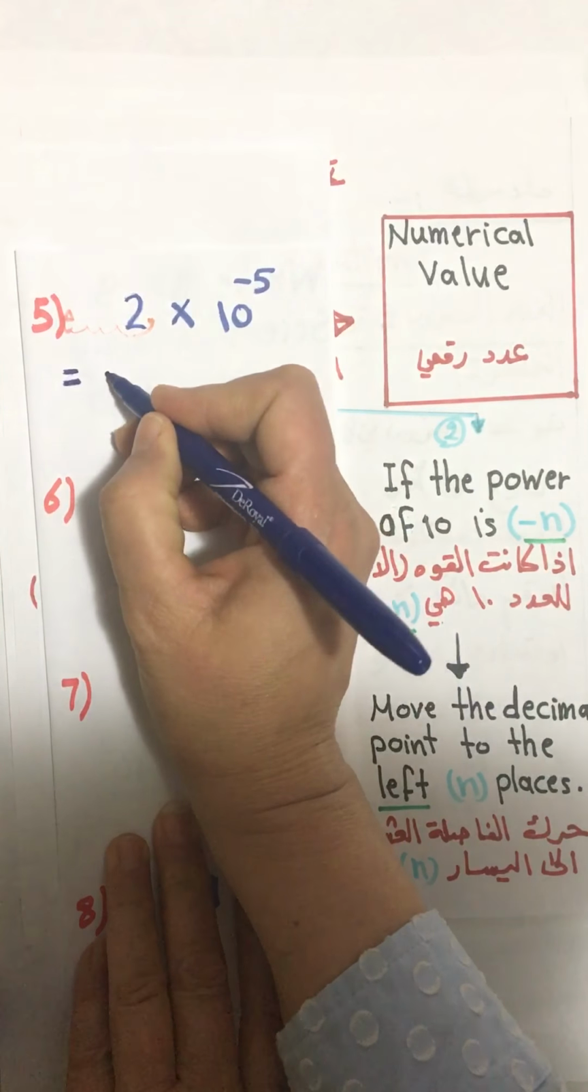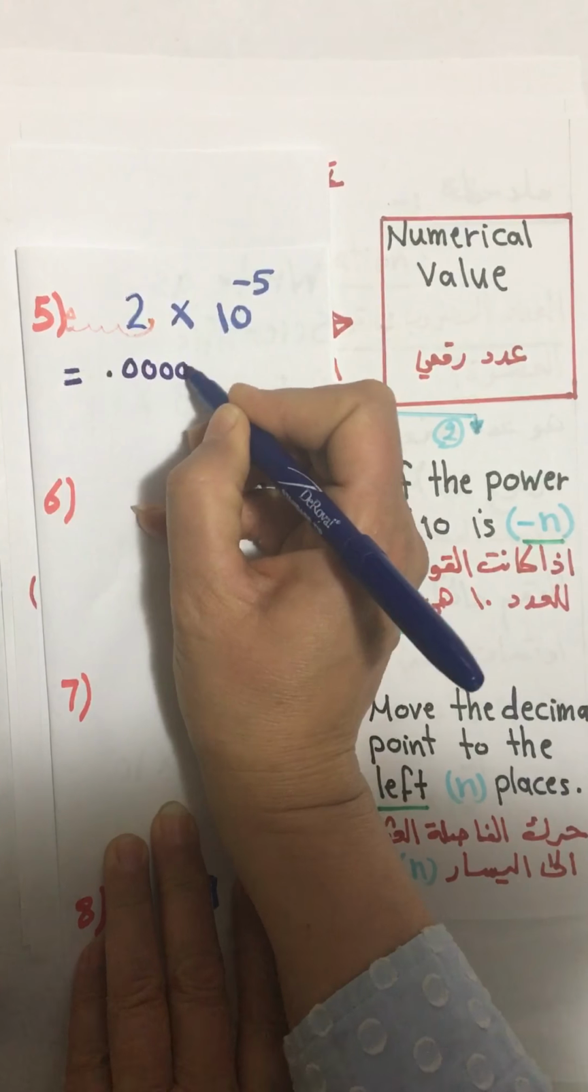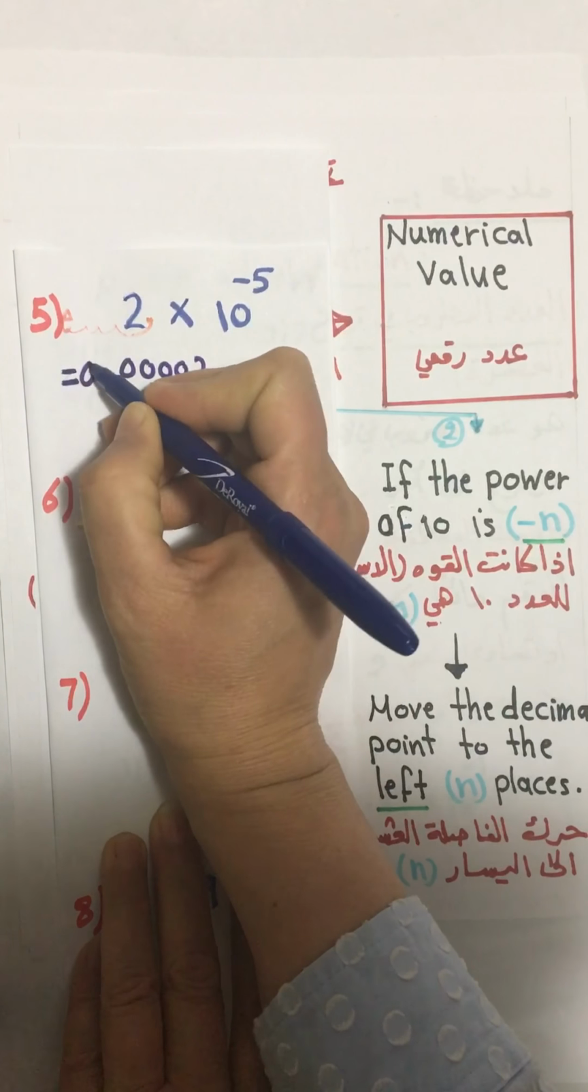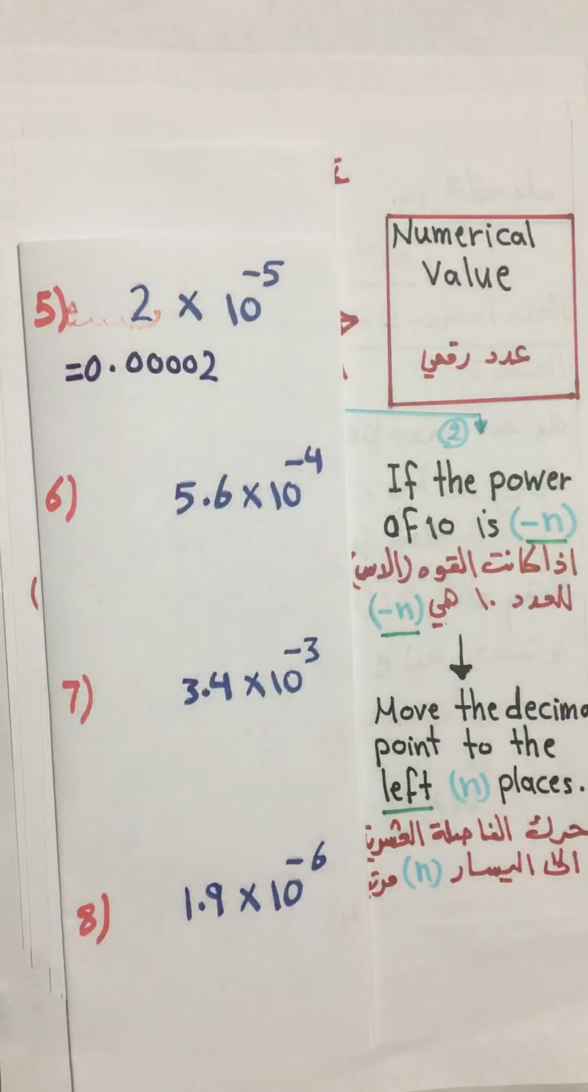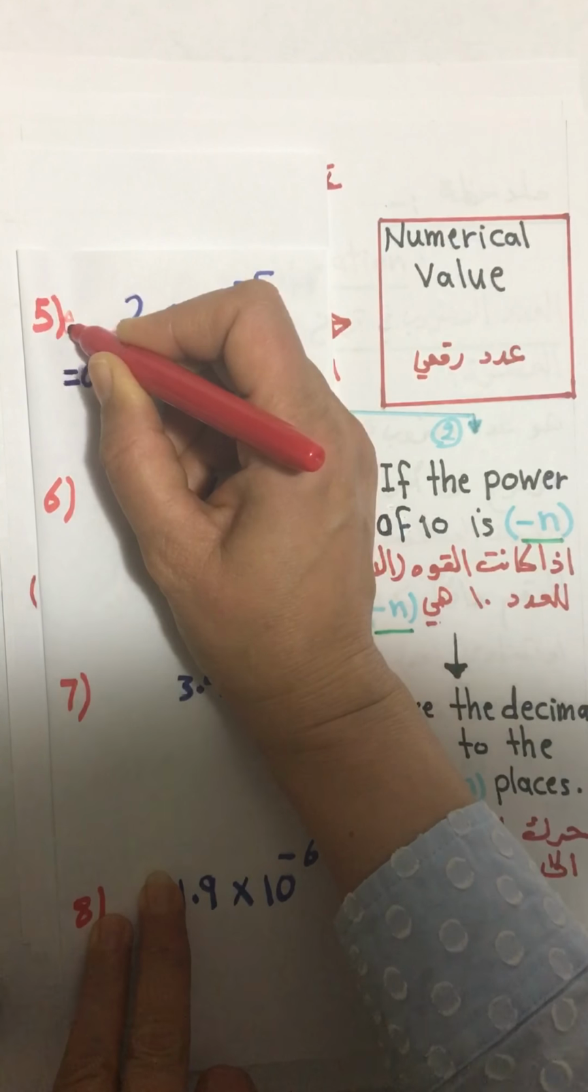So the decimal point is right here, and I have 1, 2, 3, 4 zeros and 2, and I'm going to put 0 right here. If I count them again, 1, 2, 3, 4, 5.